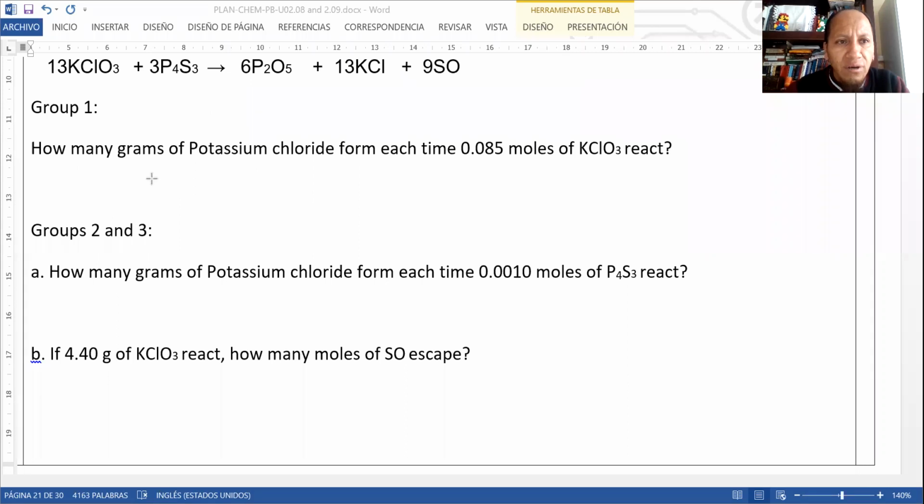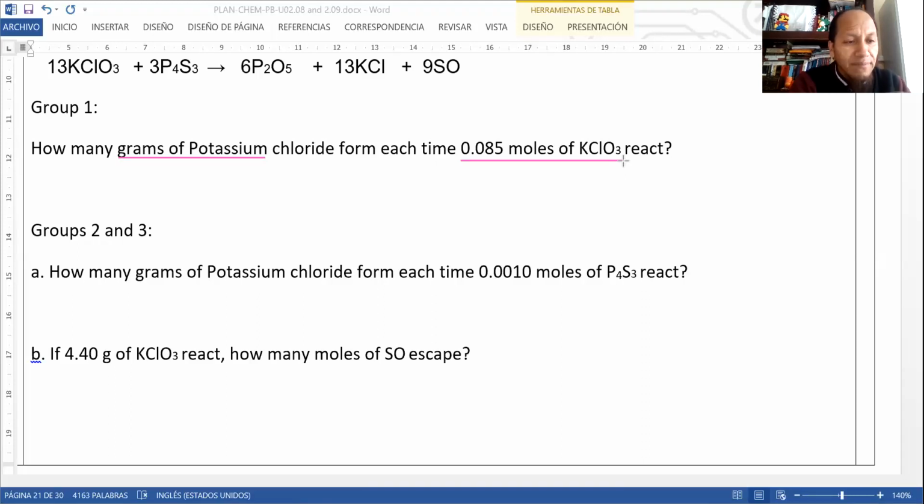Underline, right? How many grams of potassium chloride? You're passing to grams of potassium chloride from 0.085 moles of KClO3. How would you do that? You're transforming 0.085 moles of KClO3 to grams of potassium chloride. Being said that, what you have to do in the first place is understand the conversion. That's why I told you, you need to know how to use the arrows for passing from one to another.